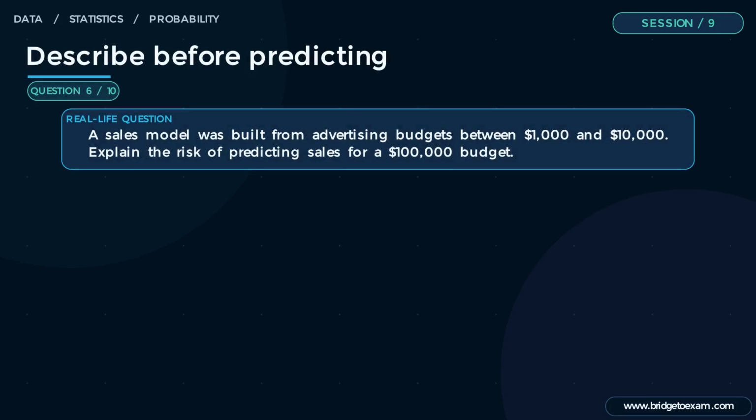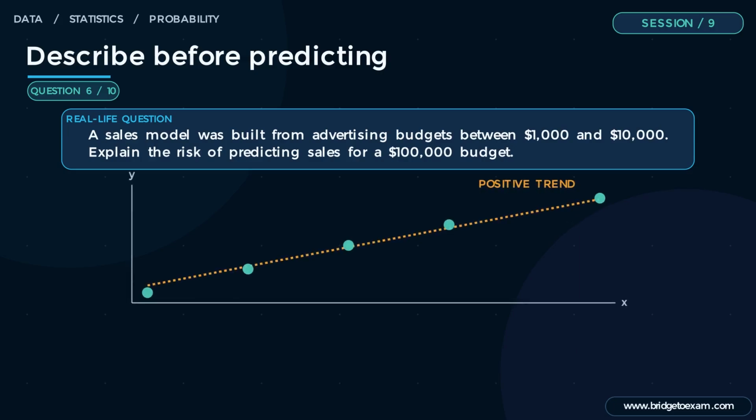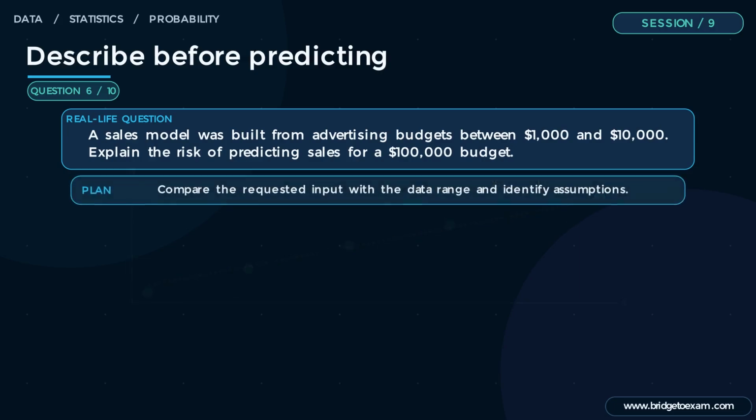A sales model was built from advertising budgets between $1,000 and $10,000. Explain the risk of predicting sales for a $100,000 budget. The scatterplot reveals direction, strength, and any unusual point. Plan. Compare the requested input with the data range and identify assumptions.